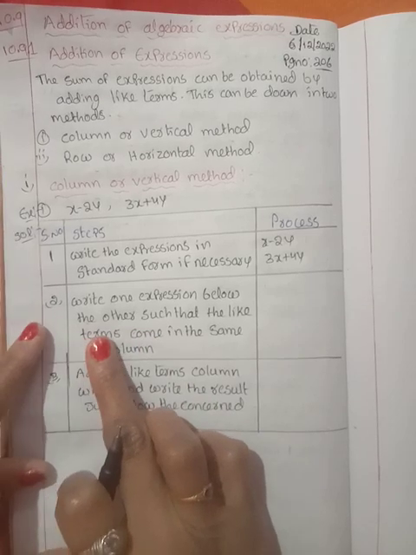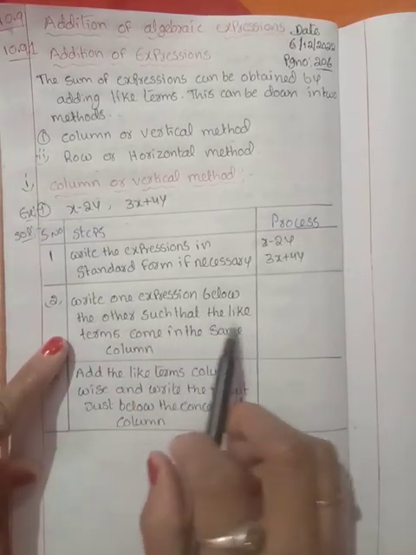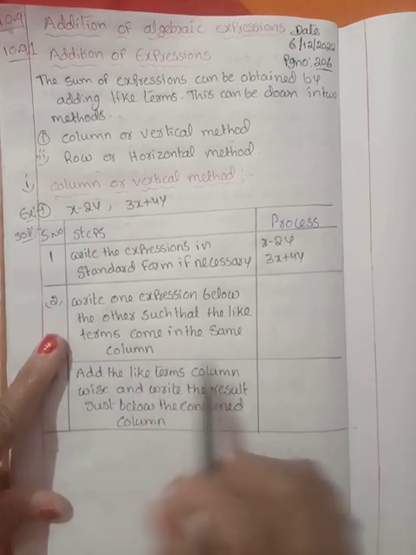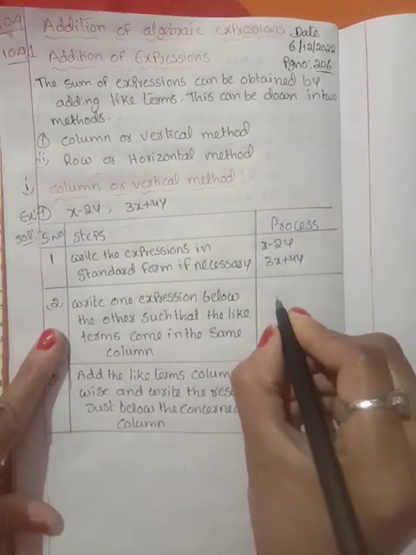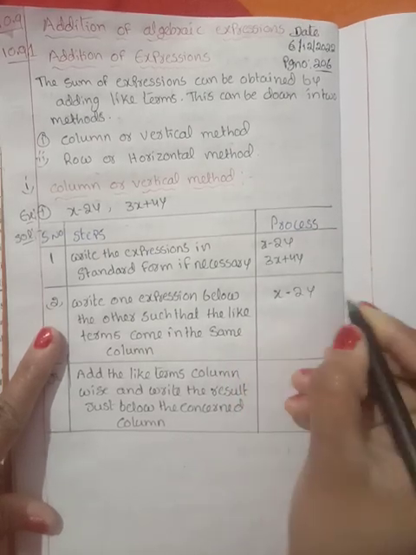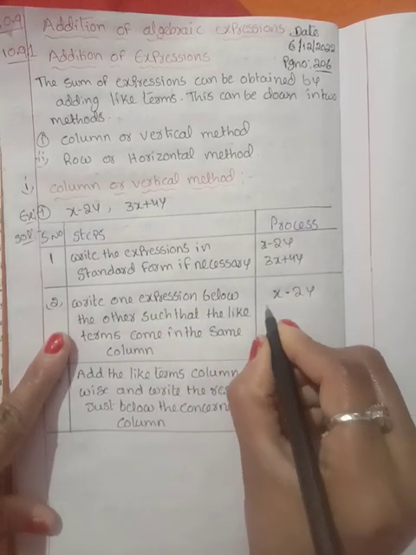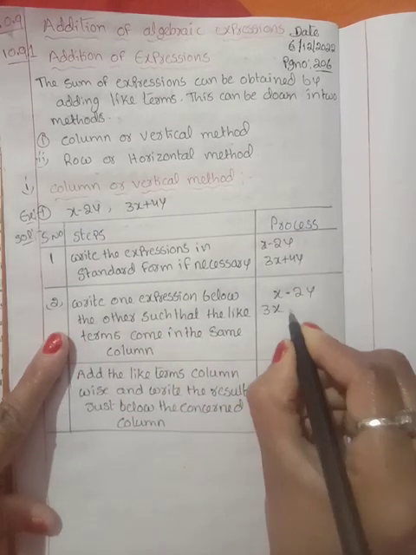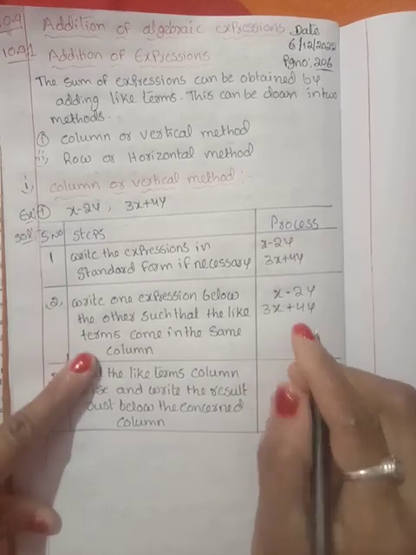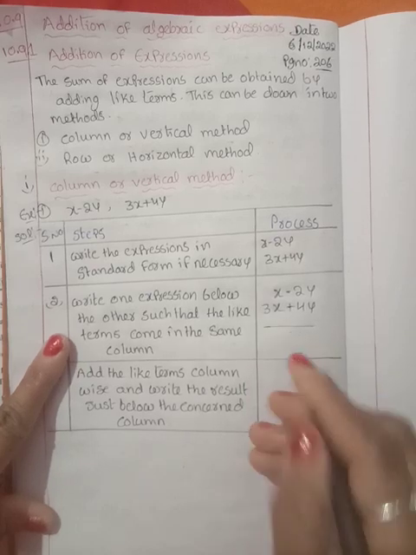Next is step 2. Write one expression below the other such that the like terms come in the same column. First of all, write down one expression, then below it the other one. So the like terms only. These two are the like terms only.